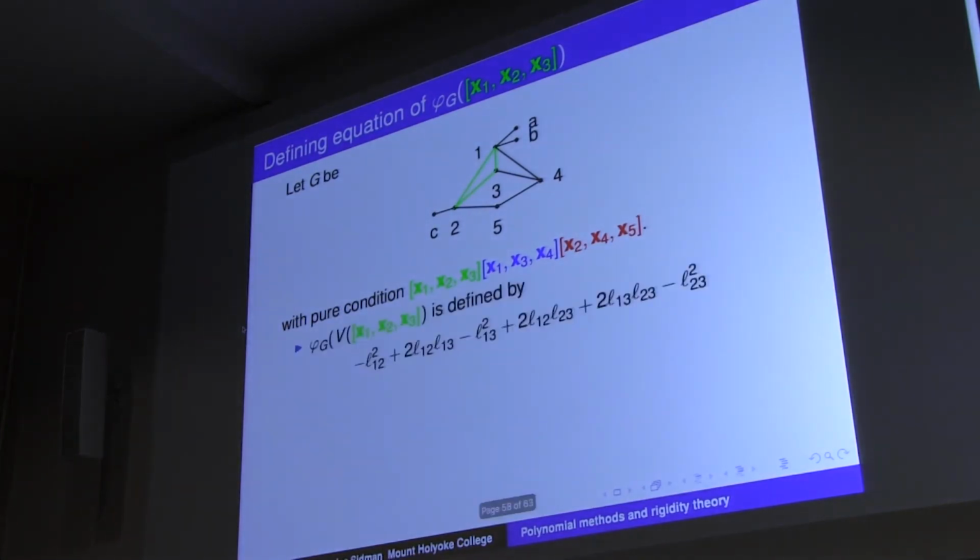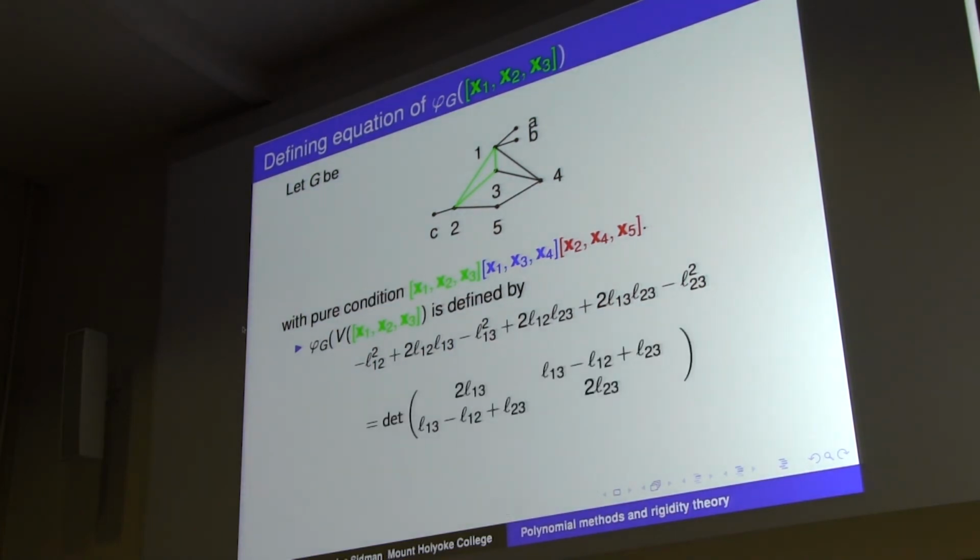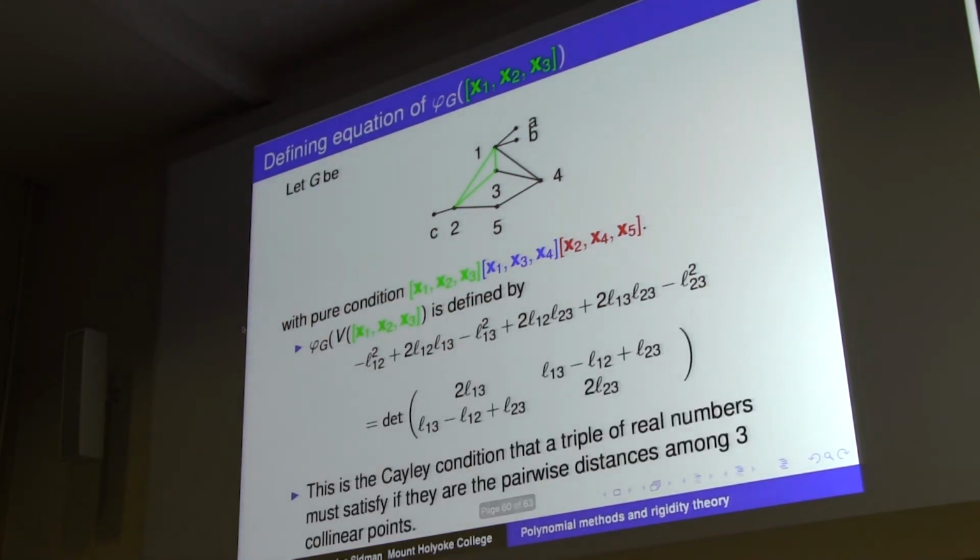We can do this, and we can see that when we do the elimination, we get this quadratic polynomial. I don't know how many people do a lot of distance geometry stuff, but if you're a distance geometry person, you might recognize it as the determinant of this matrix. And this is exactly the Cayley condition that a triple of real numbers has to satisfy if they're the pairwise distances between 3 collinear points. So this is exactly saying these 3 points lie on a line, which is exactly what that minor was saying. Those 3 points lie on a line.